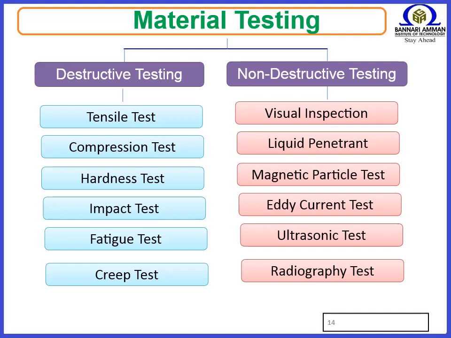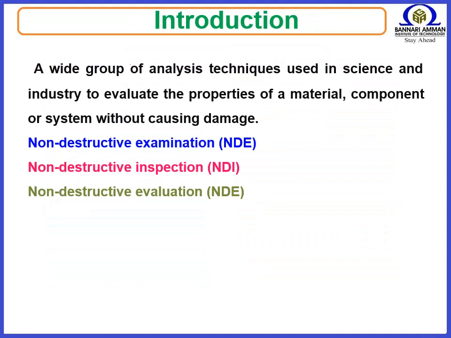Non-destructive testing, NDT, has been defined as comprising those test methods used to examine an object, material, or system without impairing its future usefulness. The term is generally applied to non-medical investigations of material integrity. Non-destructive testing types are: visual testing, dye penetrant inspection, magnetic particle inspection, radiographic testing, ultrasonic testing, leak testing, eddy current testing. A wide group of analysis techniques used in science and industry to evaluate the properties of a material, component, or system without causing damage.